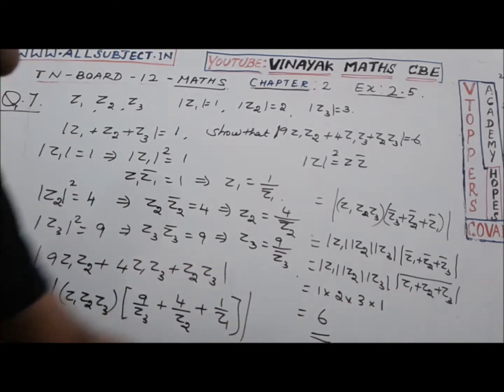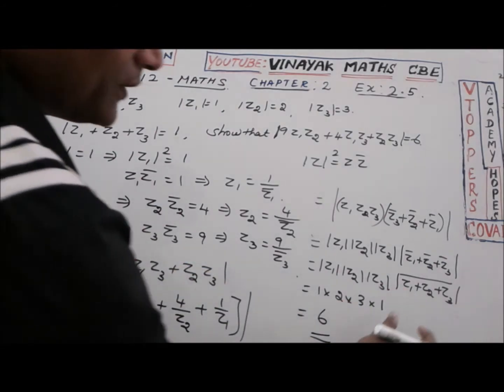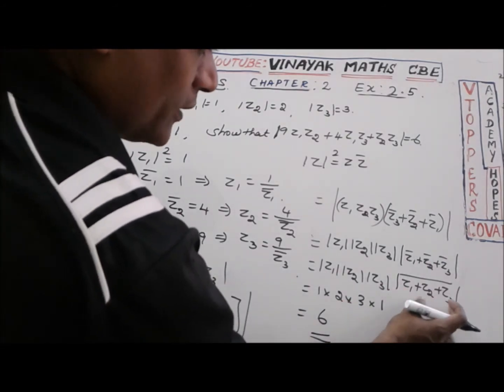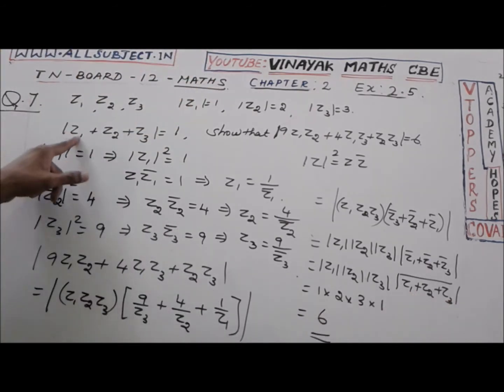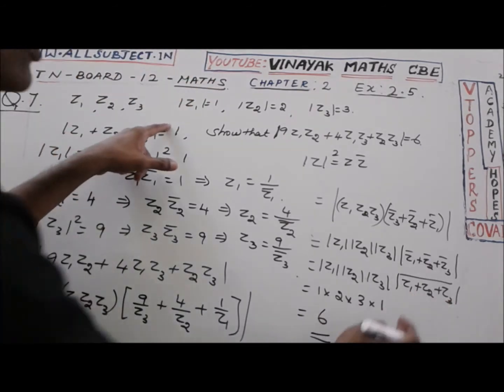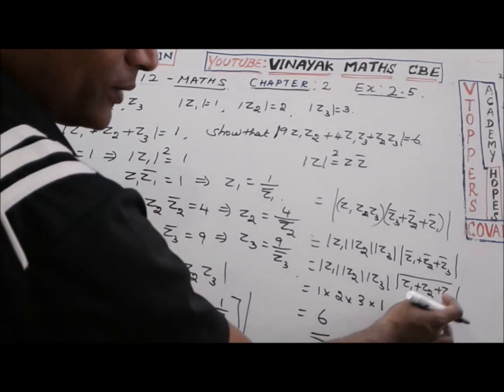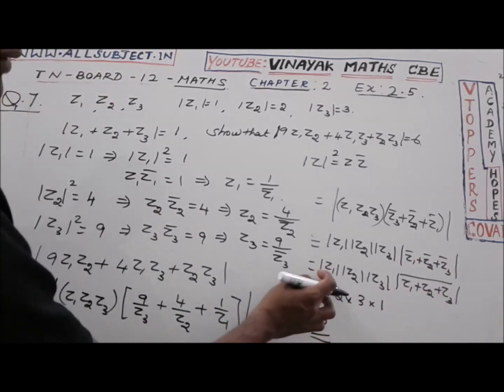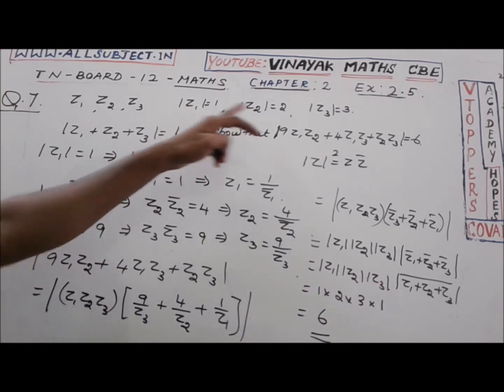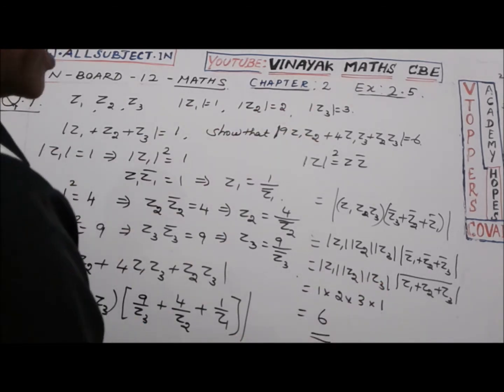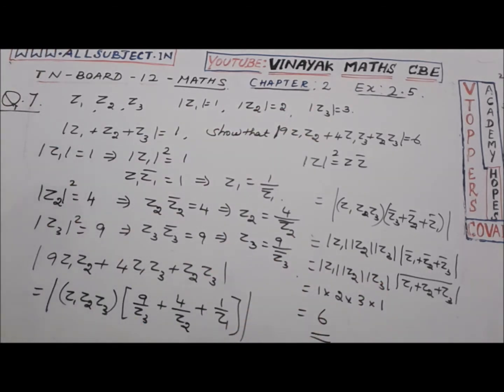Then modulus of Z bar equals modulus of Z. So modulus of Z1 plus Z2 plus Z3 bar equals modulus of Z1 plus Z2 plus Z3. These two are equal values. So substituting, the modulus of Z1 plus Z2 plus Z3 whole bar is 1, and the moduli of Z1, Z2, Z3 are given as 1, 2, 3, and multiplying, we get the value as 6.